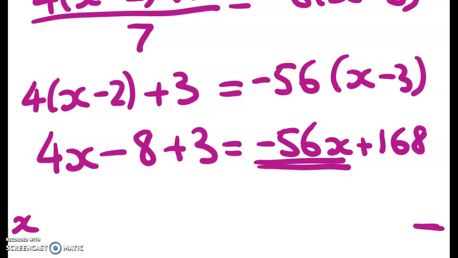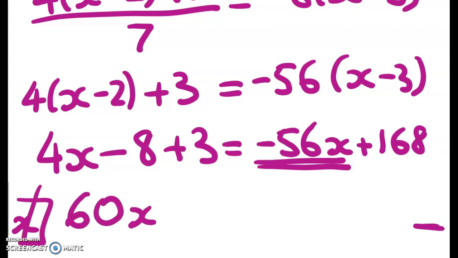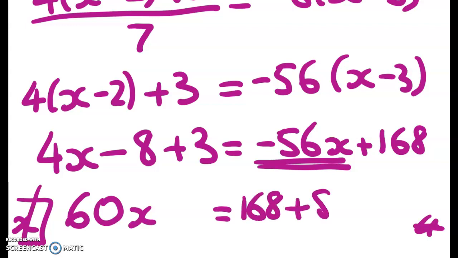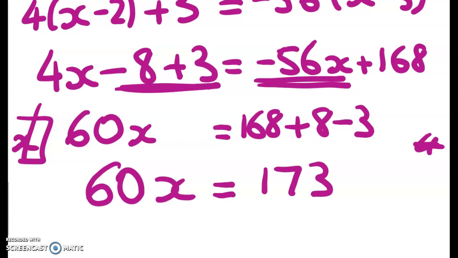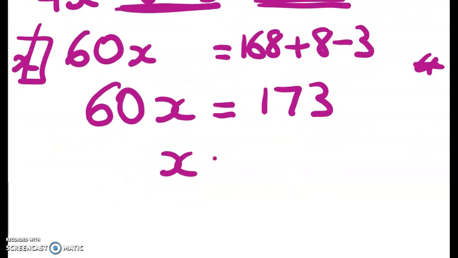I'm going to add 56x to both sides. That's going to give me 60x equals 168 plus 8 minus 3. Now, I could have cleaned that up first and made it take away 5. What do we end up with? 60x is equal to 173. And now x is equal to 173 over 60.